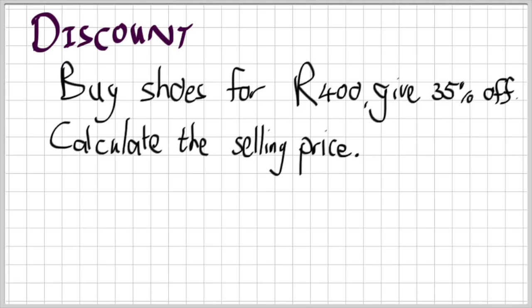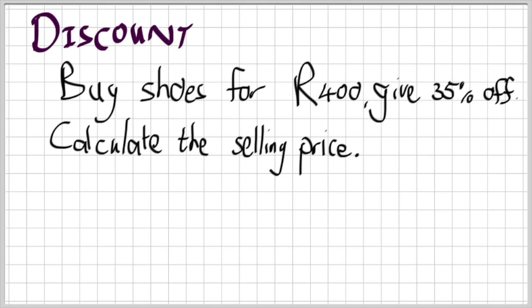Let us say you buy shoes for 400 Rand. You have it in your shop for yonks, okay? So for months and months and months, no one wants to buy it. So you just want to get rid of it. So you give the guys 35% discount. Calculate the selling price.